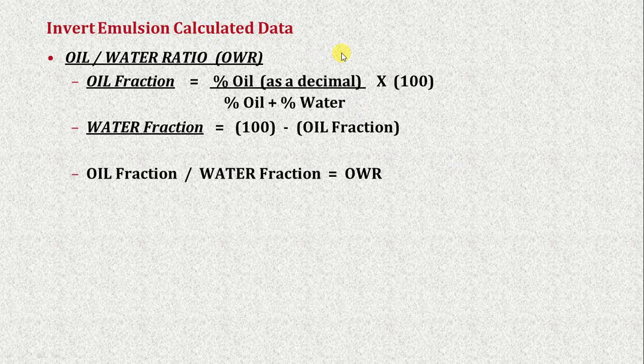Now, oil-based mud calculations. This is very, very important. For example, you have a program that says you need to have an oil water ratio of 80-20, and you get some mud from the mud plant whose oil water ratio is 70-30. You need 80-20, and it comes to you from the mud plant as 70-30. So how will you deal with this situation?